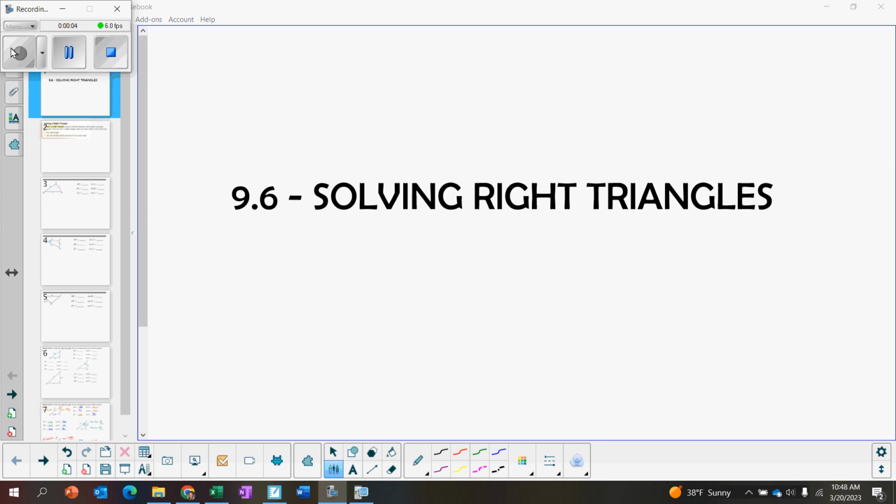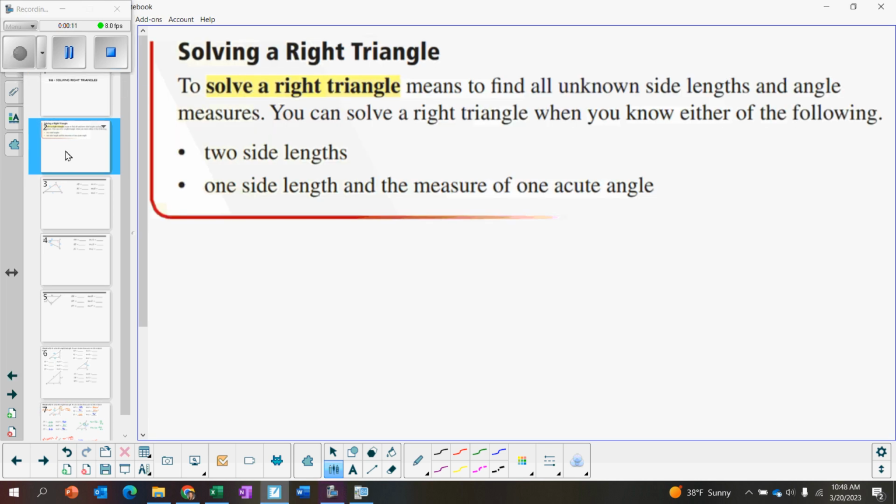This is our second day of 9.6. Now we're going to talk about solving right triangles. To solve a right triangle means to find every single piece of information about it. You find every angle measure and every side measure.